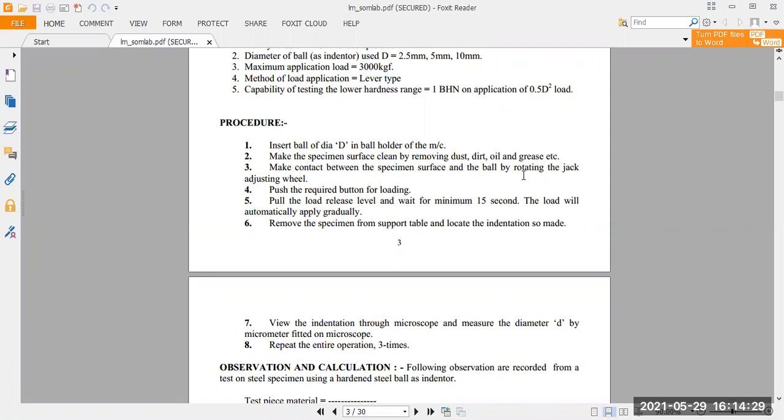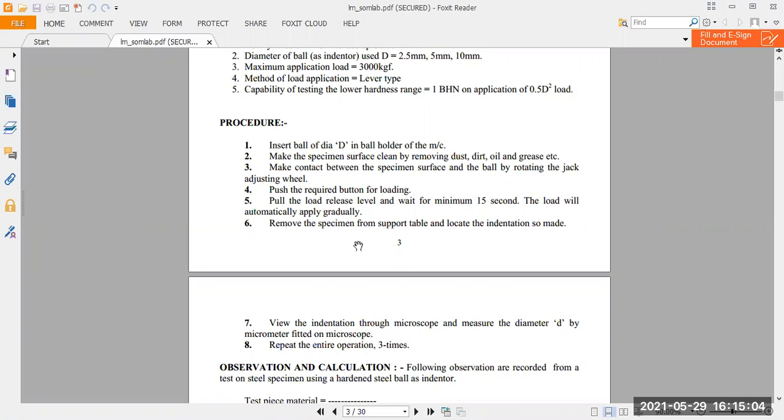Push the required button for loading. We don't have any such button, but they have. Then use the load release valve and wait for a minimum of 60 seconds. The load release rod lever, you move it to the right side within 10 to 15 seconds. The load will be applied automatically and gradually. A duration of 10 to 15 seconds is required so that the load will apply and remain inside the machine.